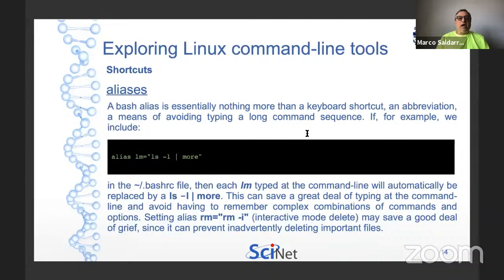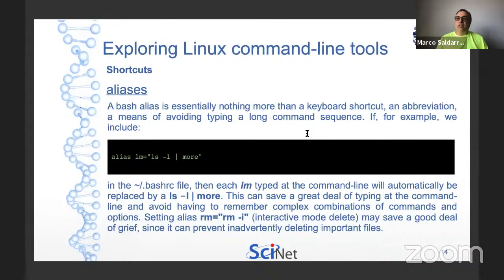Aliases. A bash alias is essentially nothing more than a keyboard shortcut, an abbreviation, a means of avoiding typing a long command sequence. So if, for example, we create this alias with this command, alias lm equals, and included in quotes, ls minus l pipe more. When you create an alias in your command line, the alias is only valid for that session. So if you exit the session and you log in again, that alias is no longer there.